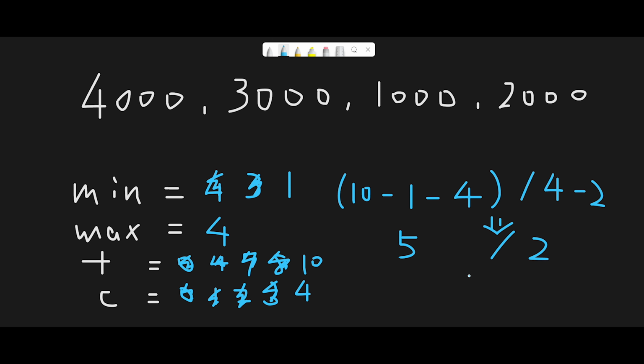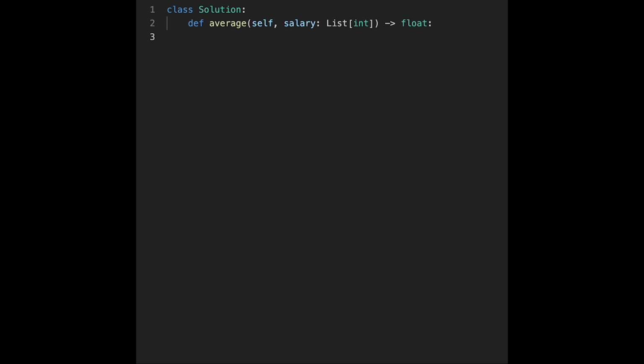So with that being said, let's get into the code. Okay, so let's write the code. First of all, initialize min salary and max salary with the first salary, index 0. And we need total equal 0 and count equal 0. And start looping, for salary in salary.